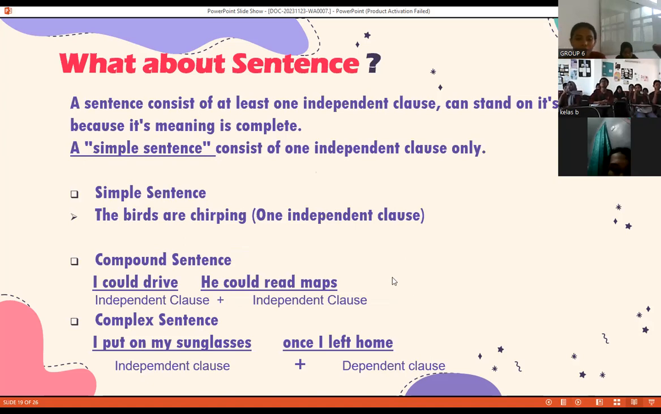And so, what about a sentence? A sentence consists of at least one independent clause, which can stand on its own because its meaning is complete.